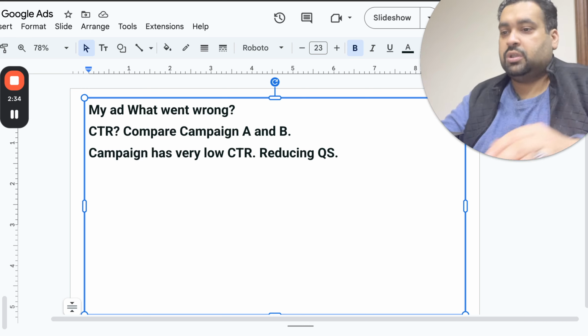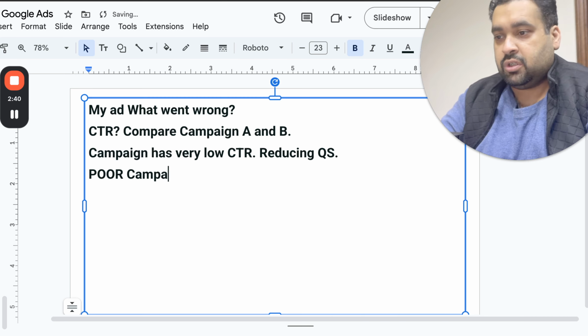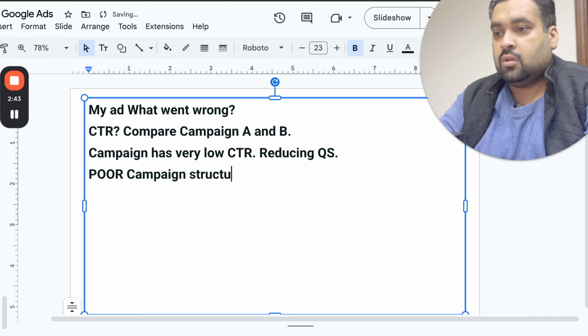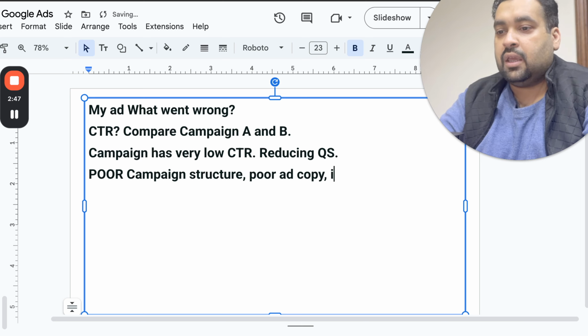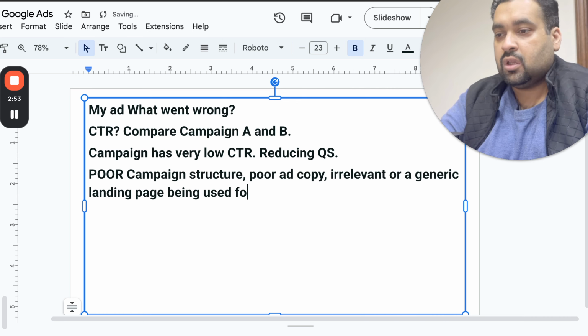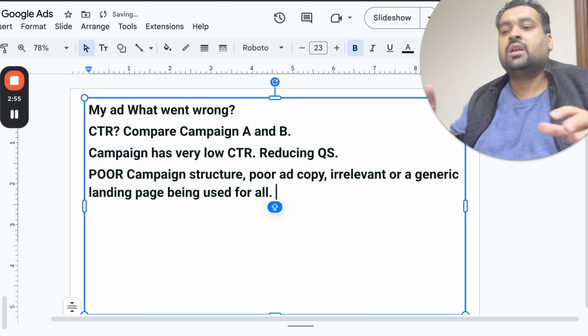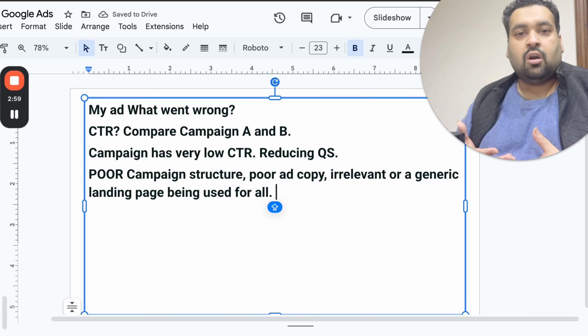Now, the biggest reasons for low CTR are poor campaign structure, poor ad copy, and an irrelevant or generic landing page being used for all. So these are the things which is why your quality score goes down. So I assume you need to relook at and optimize your ad copy.